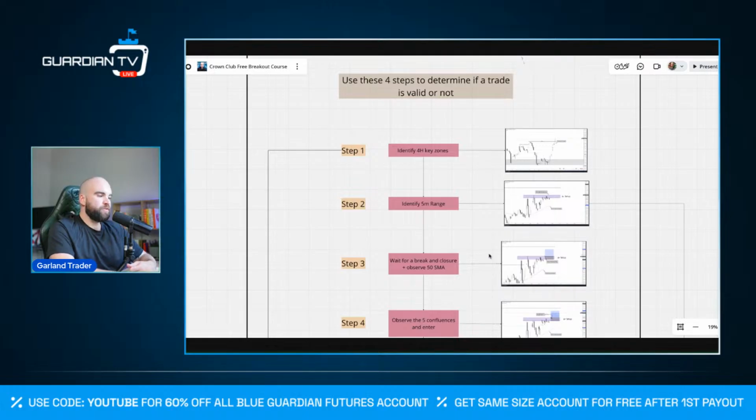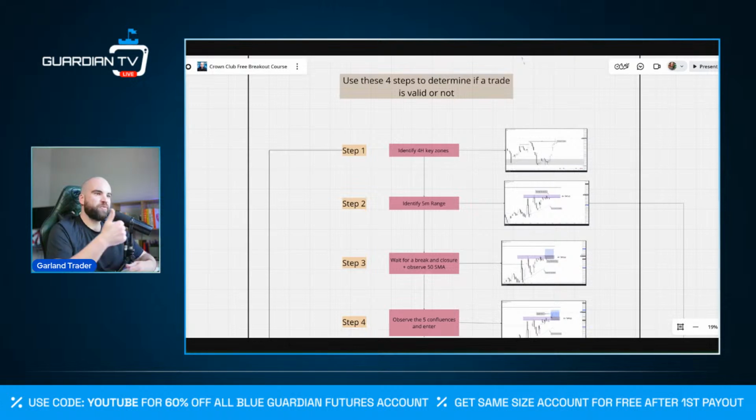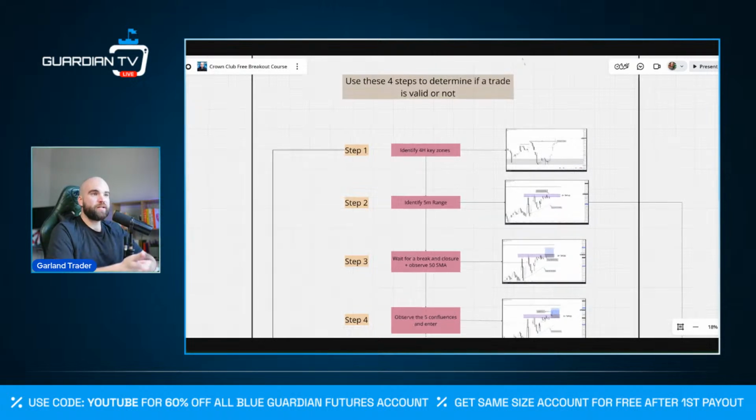Because there's lots of break and retests, right? There's a lot of range breaks. How do I know which zones are the best zones to trade? I'll show you that in this session. I'll show you exactly how to spot the best zones to trade. And then I'm going to show you how to spot the best setups to trade, because you might have a good zone, but the way that the trade sets up on that zone is not optimal.